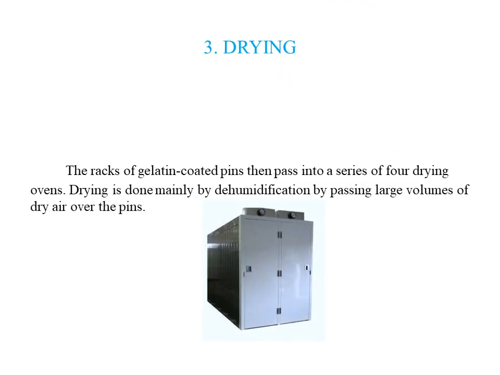Step 3. Drying. The racks of gelatin-coated film then pass into a series of 4 drying ovens. Drying is done mainly by dehumidification, by passing large volumes of dry air over the film. Only a temperature elevation of a few degrees is permissible to prevent film melting. Drying must not be so rapid as to cause case hardening of the outer surface of the forming shells that would impede further moisture removal.